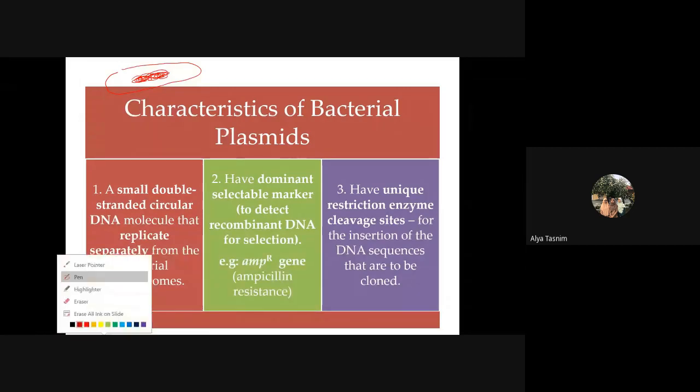Okay, over here, for example. So this is the DNA plasmid of that bacteria. So in order for you to produce your recombinant plasmid, you have to extract out the plasmid from the bacteria. So sekarang ni bila dah keluarkan plasmid daripada bacteria, okay.